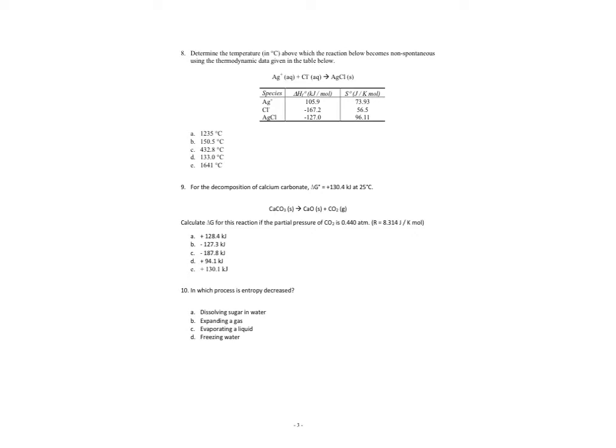All right, let's continue on with our calculations here of chapter 18. It's thermodynamics information. It's the second half of this worksheet. We'll start with number 8.